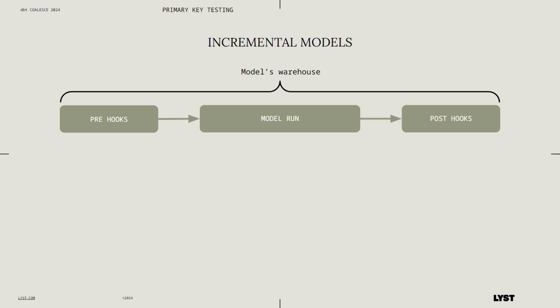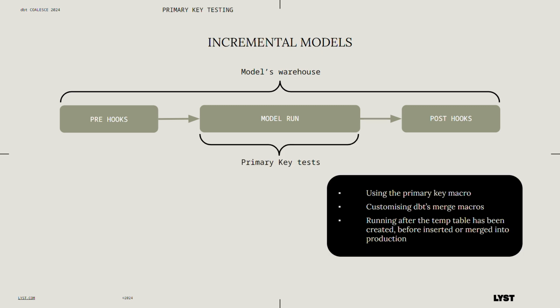So the most exciting bit of this macro is how we use it for incremental models when they run incrementally. For those that don't know, when an incremental model runs incrementally, dbt will first create a temporary table or a view of the new data, and then it will merge, delete and insert, or insert into the production table. So we customized dbt's incremental model macros so that the primary key macro that we created would run as part of the model run. It runs after the temp table or view is created on only necessary data, and then only updates the production table if the primary key test passes.